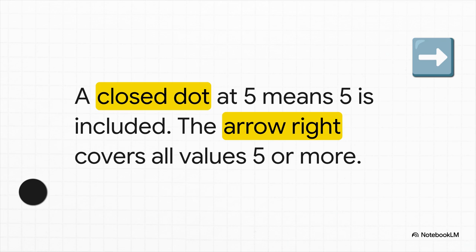And the picture tells the exact same story. That closed dot at 5, that locks in our minimum. Then the arrow points to the right, opening up a whole world of possibilities. 6 miles, 10 miles, 100 miles. As long as you hit that 5-mile mark or go beyond it, you're good to go.